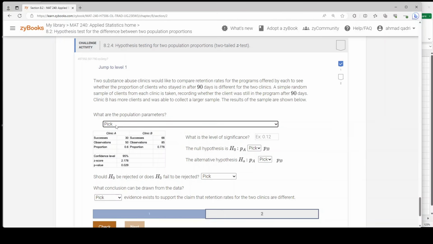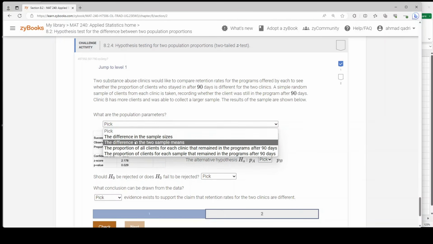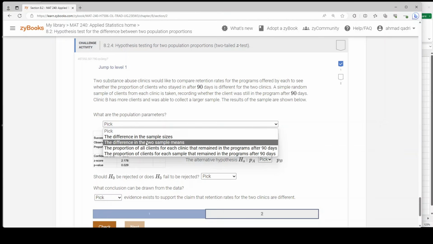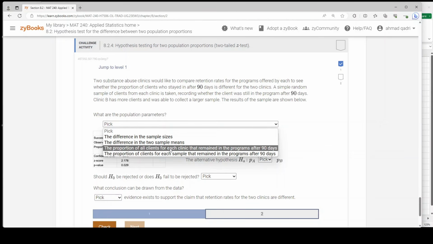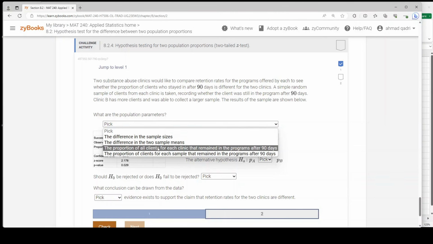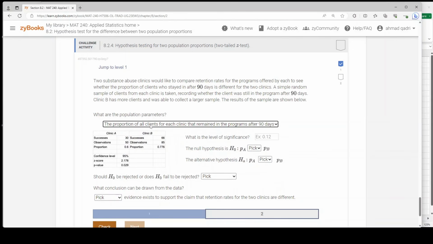Okay. Now, what are the population parameters? Out of these choices, the first two are not correct because they relate to the sample. Population parameters are not sample based. The proportion of all clients for each clinic that remained in the program after 90 days, or the proportion of clients for each sample. And again, this is not the right answer because we're again discussing the sample here. So the third option is the correct answer.